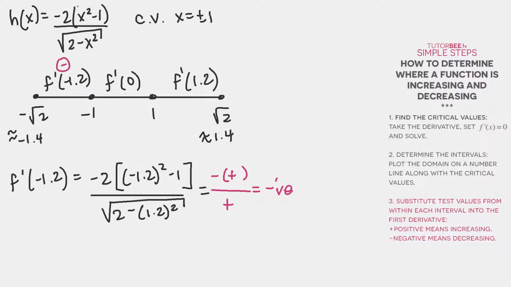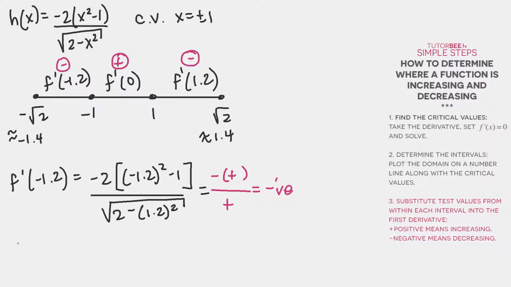For 0, when you plug in 0, you get a negative from within the bracket, times a negative makes a positive, divided by a positive on the bottom makes a positive, so that's an increasing interval. And when we sub in 1.2, it's very similar to subbing in negative 1.2, so we get a negative, a decreasing interval, here.